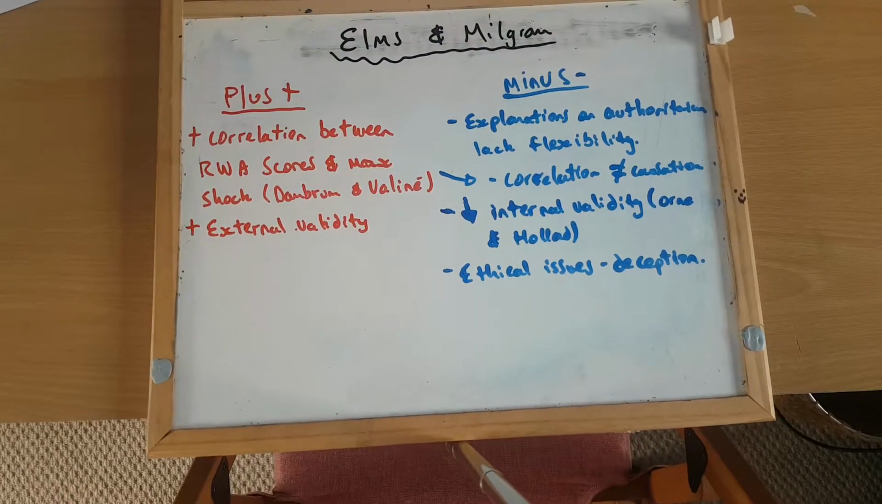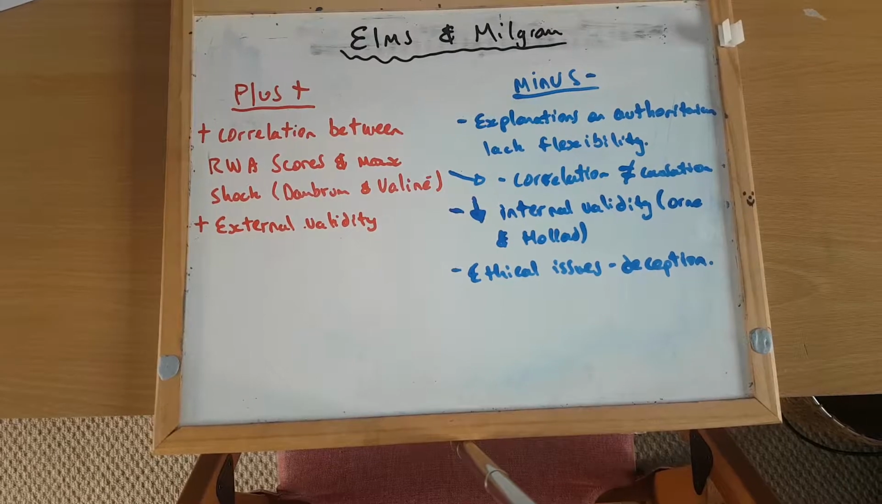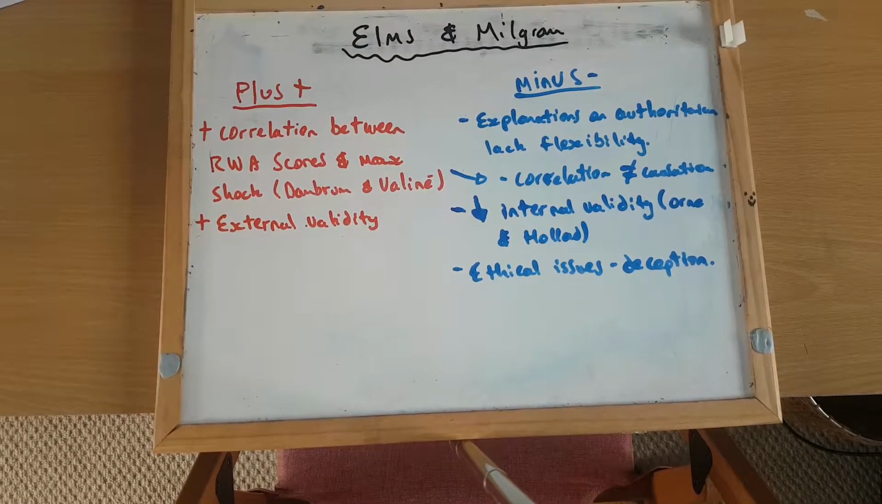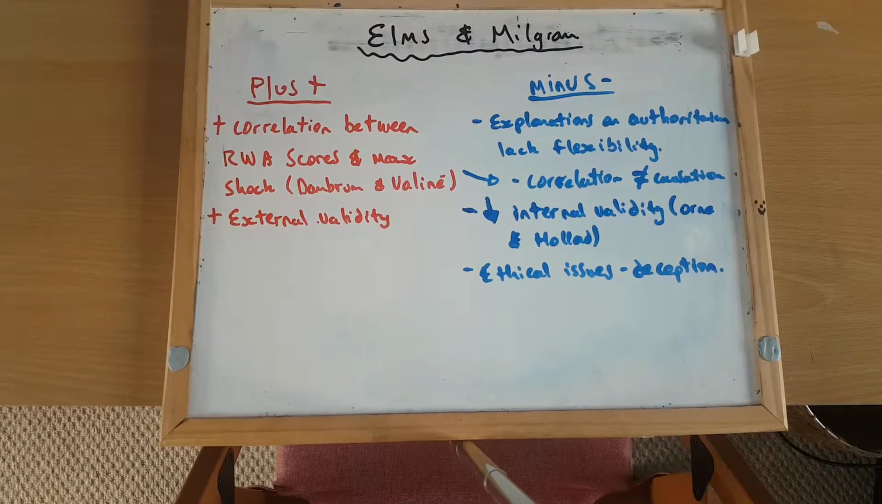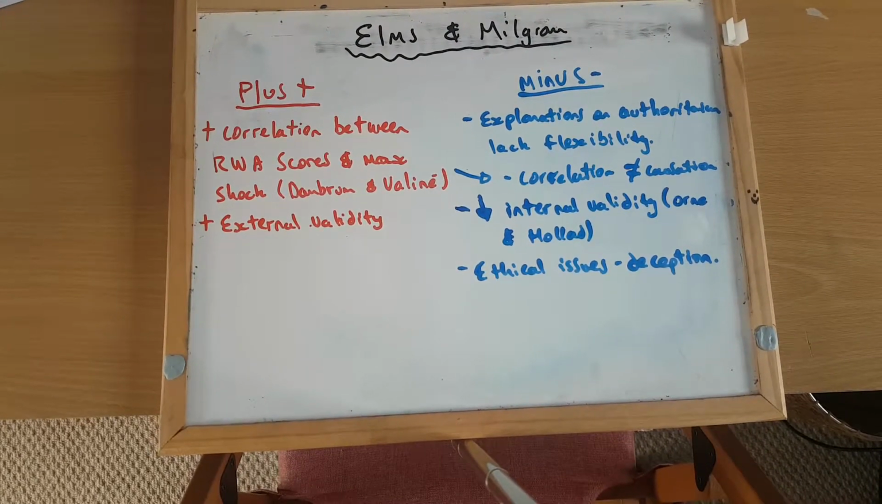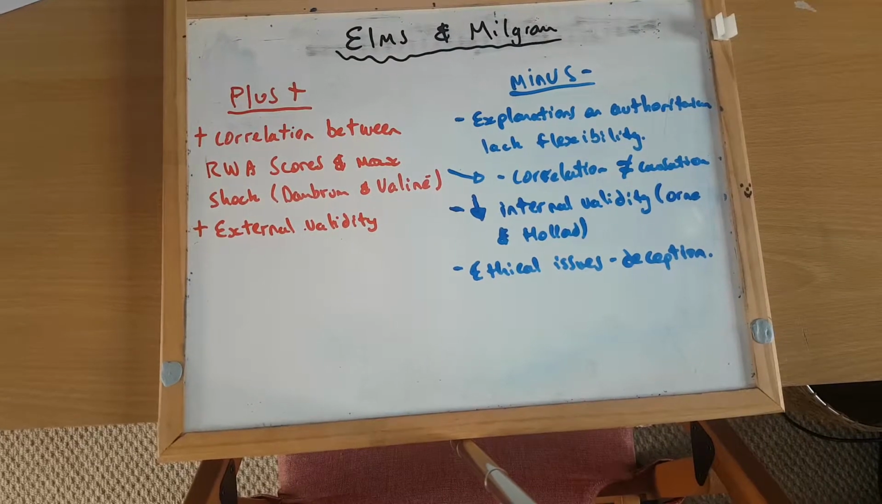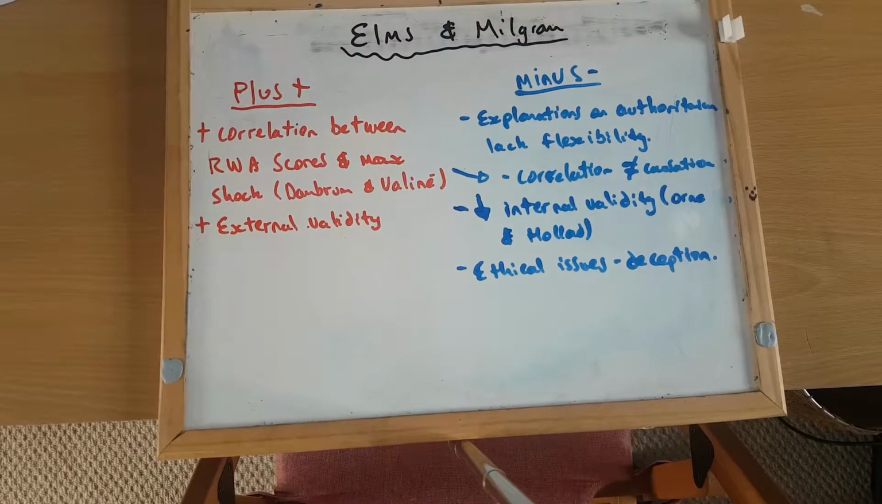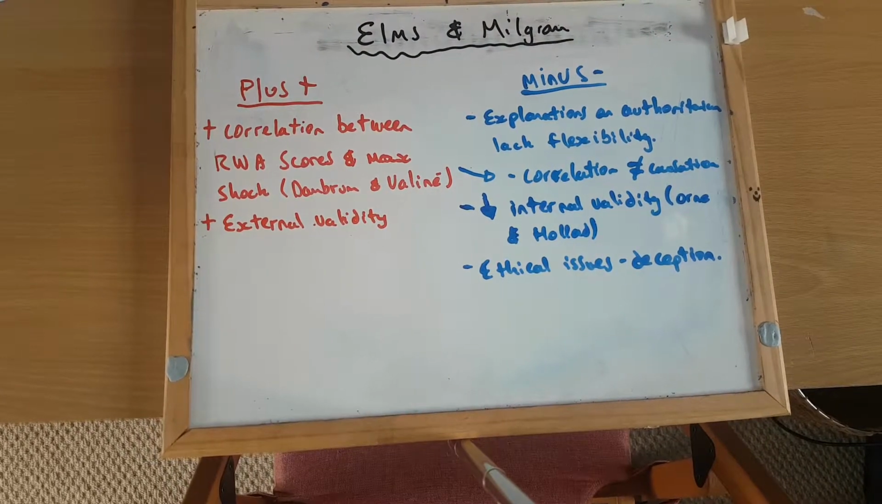You shouldn't do it. You should tell the participants what they are doing and why they are doing it. They don't have to be told before the experiment. As long as it's done after the experiment, that's alright, but Elms and Milgram did not do that. So that is the final minus point of Elms and Milgram.